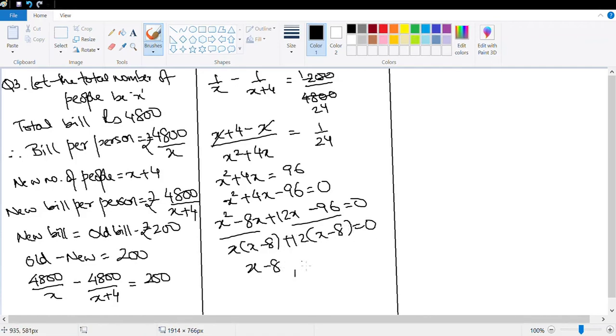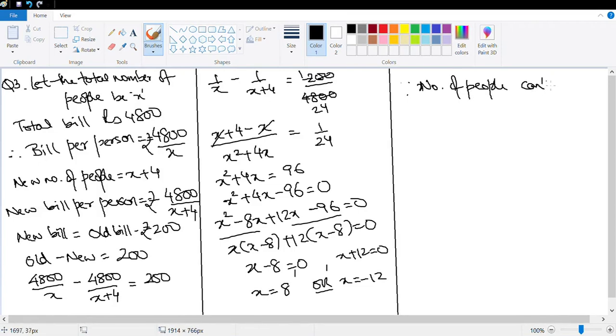x minus 8 is equal to 0 or x plus 12 is equal to 0, which means x is equal to 8 or x is equal to negative 12. Now since what is x? Number of people. Since number of people can't be negative, perfect, therefore x is equal to 8.